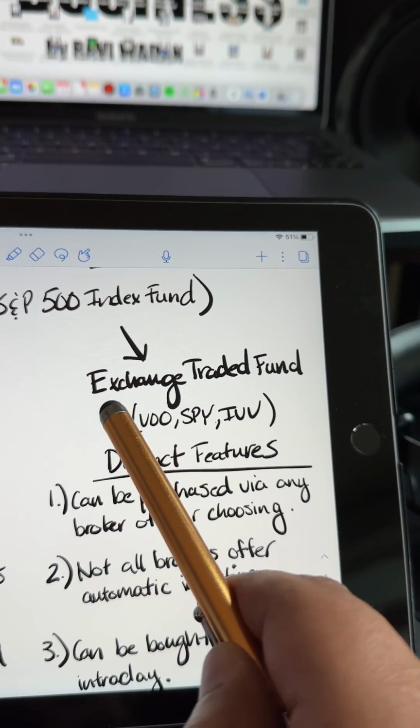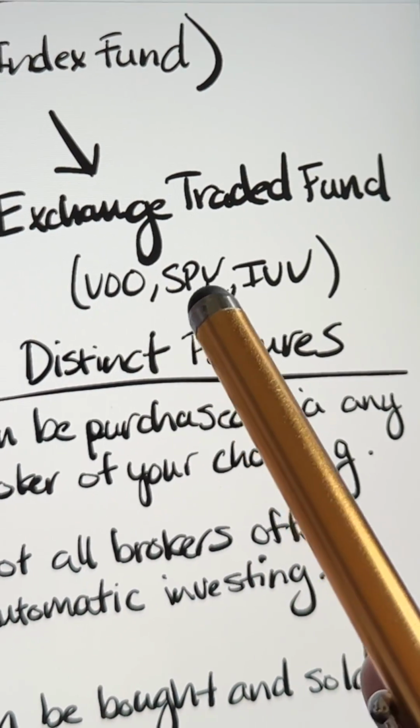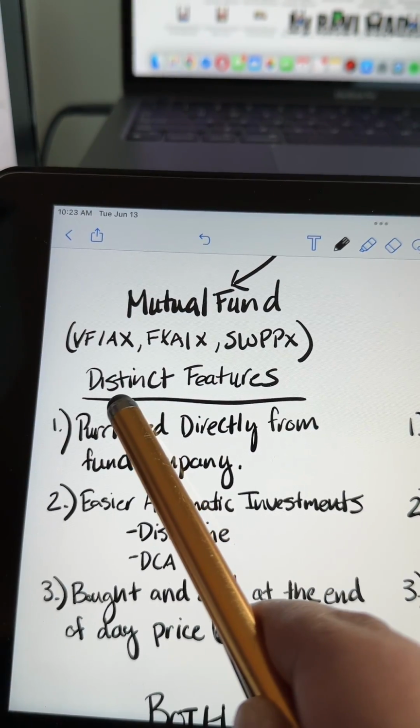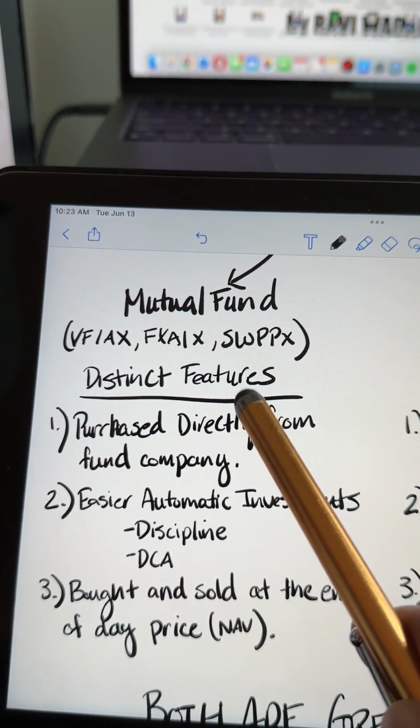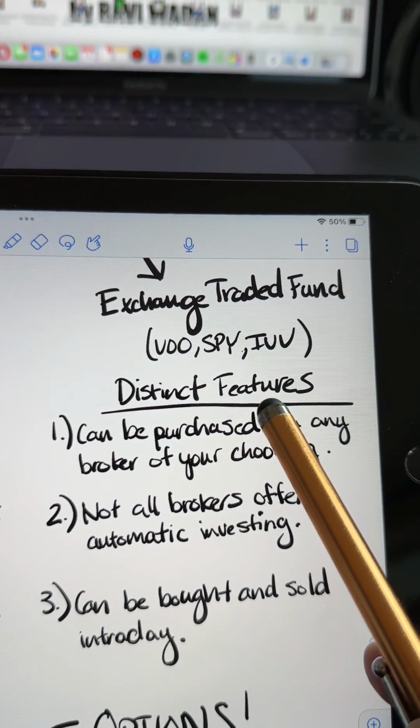Now, examples of S&P 500 index fund mutual funds are VFIAX from Vanguard, FXAIX from Fidelity, and SWPPX from Schwab. And examples of S&P 500 index fund ETFs are VOO from Vanguard, SPY from State Street, and IVV by BlackRock. Index fund mutual funds definitely have some distinct features that make them unique. And index fund ETFs also have some distinct features that make them unique. So let's talk about them.